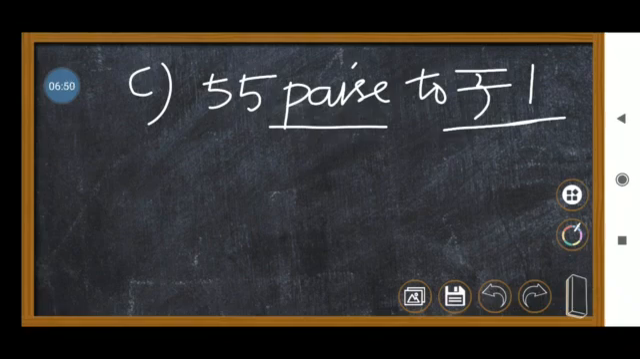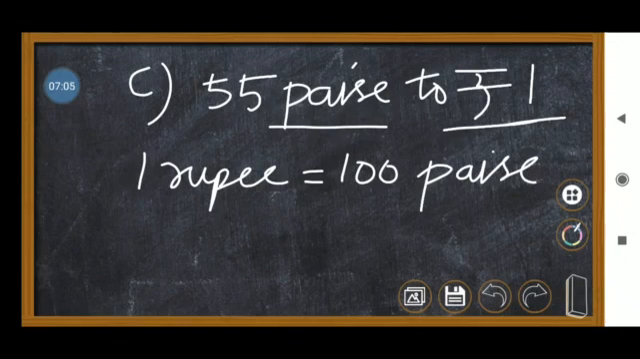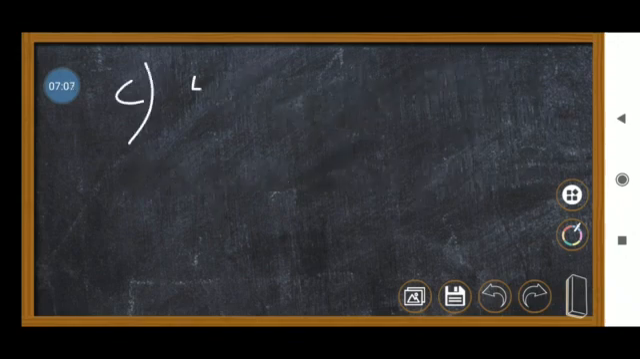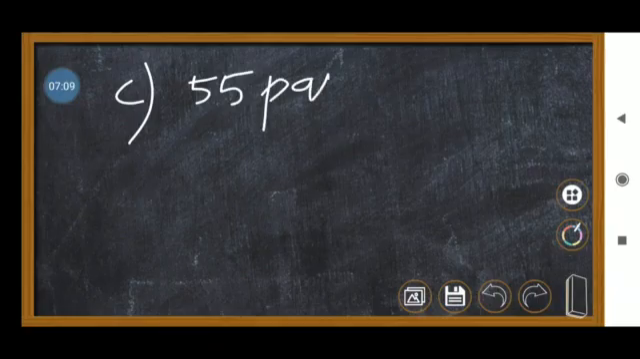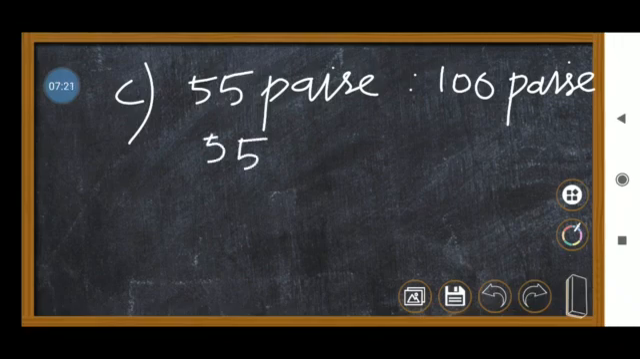Which one is easy? 1 rupee is equal to 100 paise, so we convert rupees into paise. Now you have to find the ratio. So 55 paise to 100 paise. 55 paise divided by 100 paise means we can write 55 divided by 100.